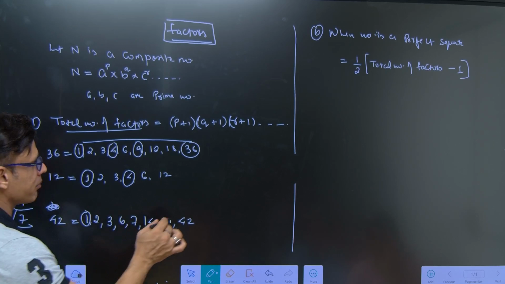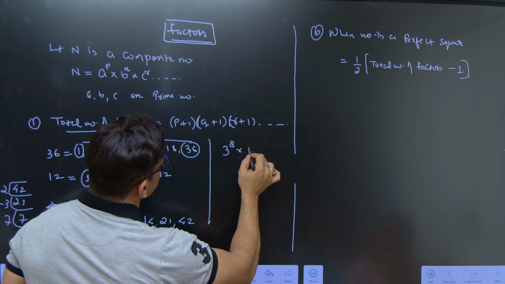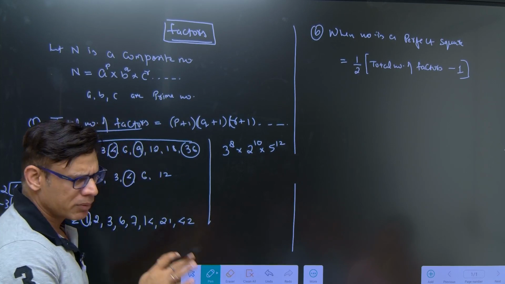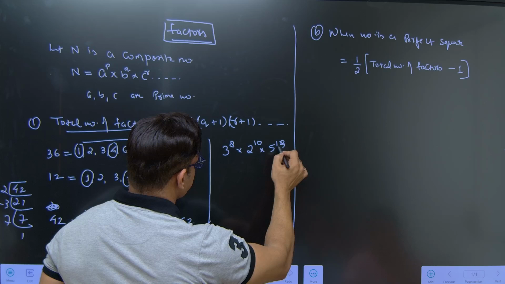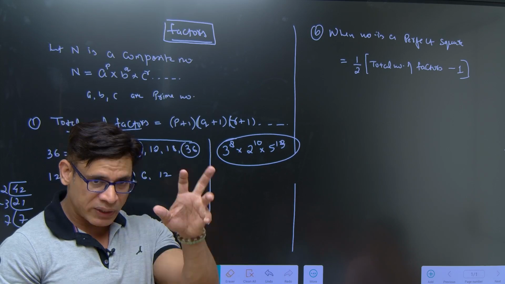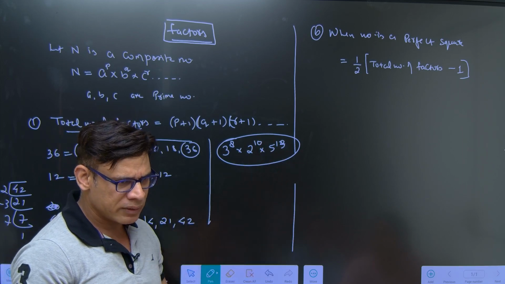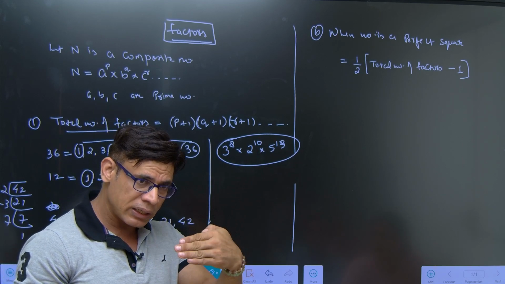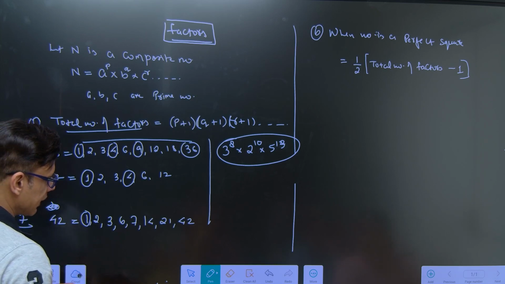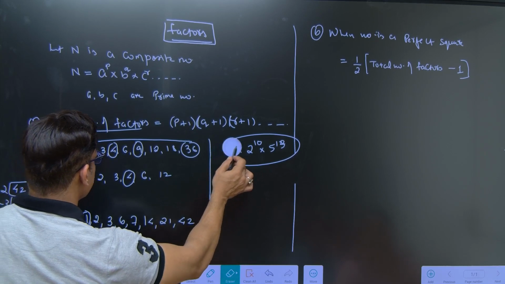So if we have a large number, let's say 3 raised to the power 8 into 2 raised to the power 10 into 5 raised to the power 12, or some large number, and I ask how many factors are there which are perfect squares? Of course, you're not going to write all these numbers. So first understand how perfect squares are defined. Perfect squares are defined when you raise a number to an even power. Let us understand this from 36 and 12.